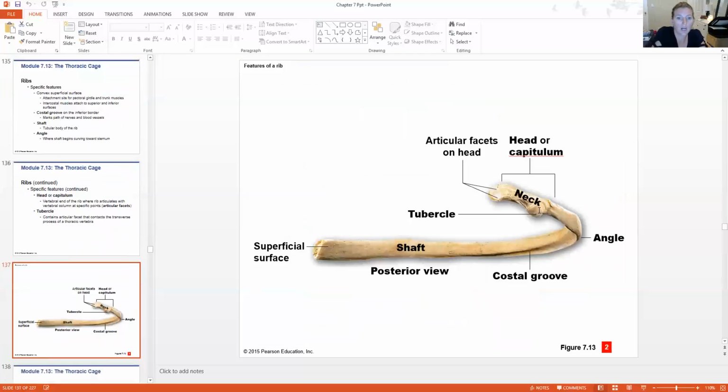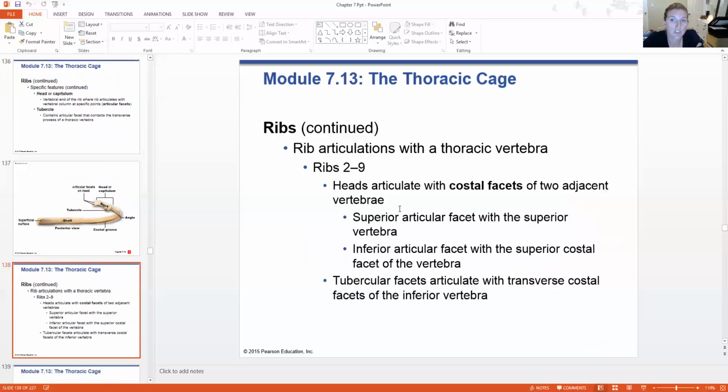So there you see, this is the posterior view. This is the anterior articular facet, the head, and then this superficial surface on the end would articulate with the back, the thoracic vertebrae. So rib articulations with the thoracic vertebrae, they have those costal facets. Again, the superior articular facet with the superior vertebrae, inferior articular facet with the superior costal facet of the vertebrae. And again, it's hard for me to teach this without having the rib here and just on a PowerPoint, but once you see it in lab, once you see how they fit together, it will make a lot more sense.